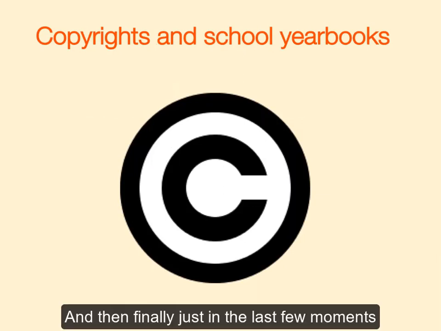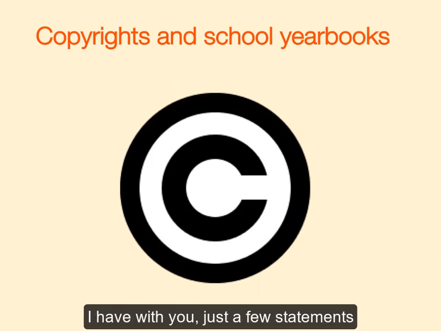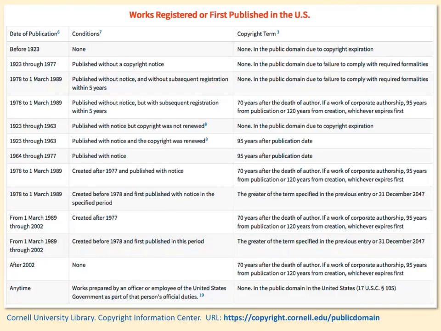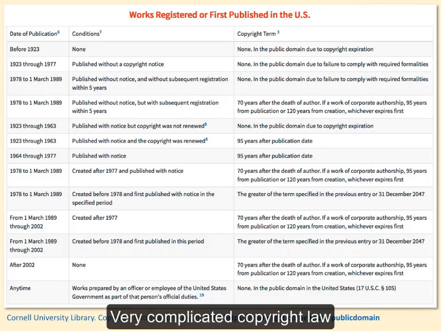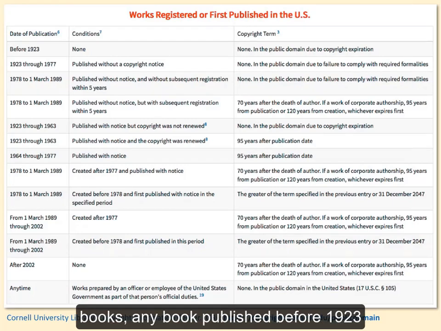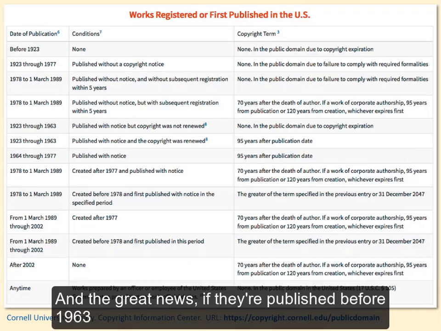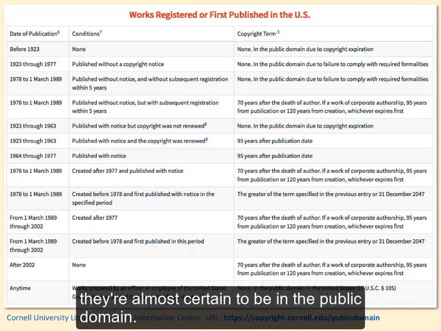And then finally, just in the last few moments I have with you, just a few statements about copyrights and school yearbooks. Very complicated copyright law we have here in the United States, but basically if I boil it down, if you look at this slide in detail, any books published before 1923 are 100% guaranteed to be in the public domain. And the great news, if they were published before 1963, they're almost certainly to be in the public domain.